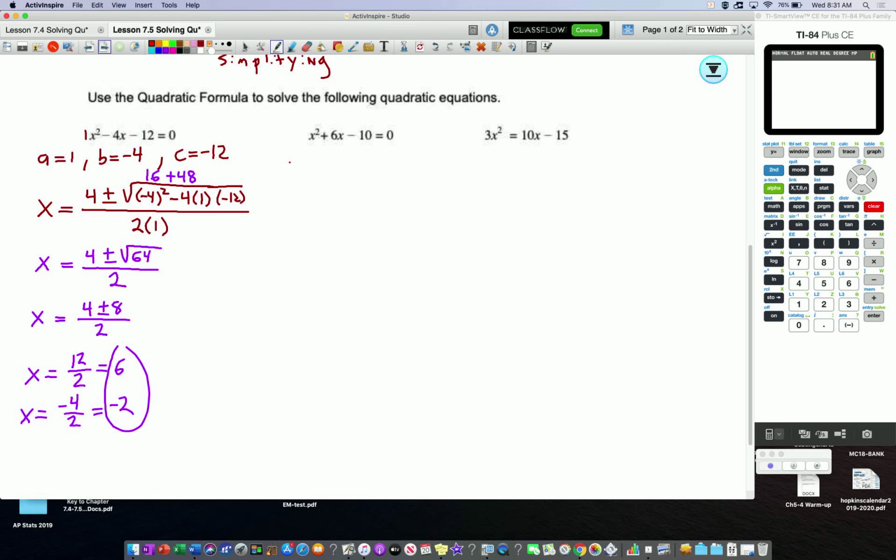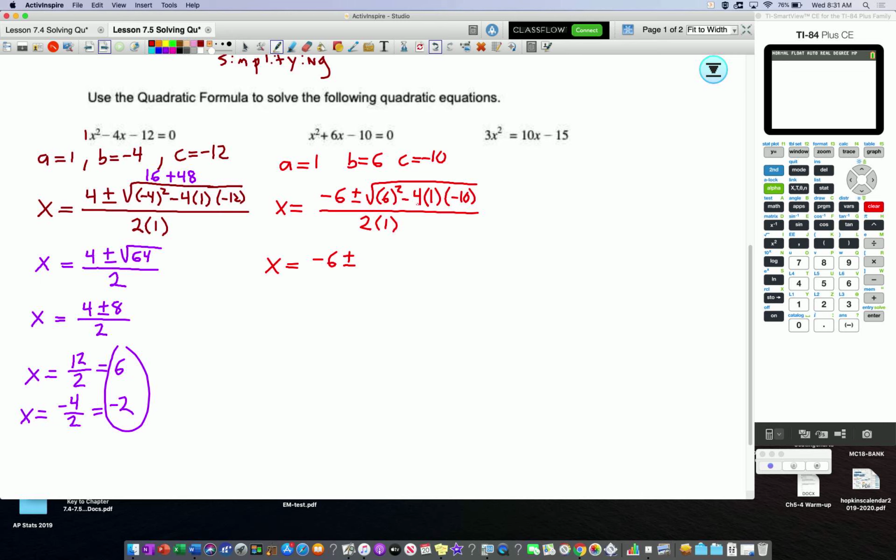Same process. Here a is 1, b is 6, c is negative 10. So x equals, whoops, sorry about that. We take the opposite of b, so negative 6 plus or minus the square root of 6 squared, minus 4 times the a value 1 times the c value negative 10, all over 2 times the a value, which is 1.